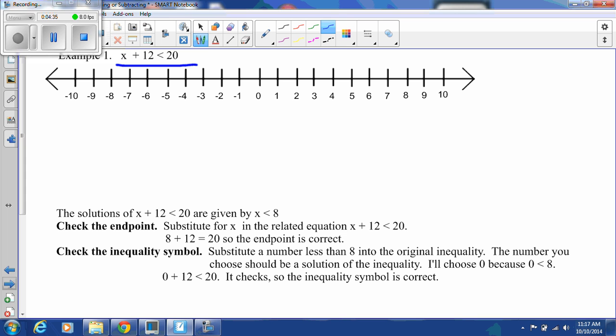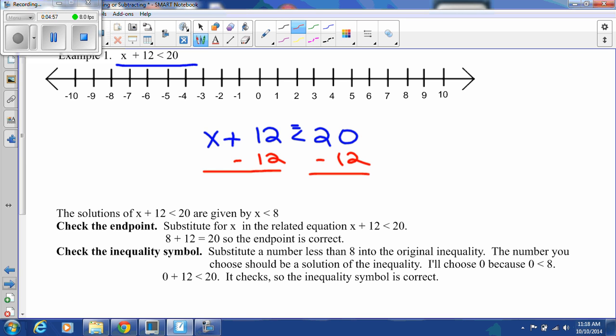Let's look at this example right here. x plus 12 is less than 20. You solve these in the same way you solve equations. If this were an equation with an equal sign, to get x by itself, you would subtract 12 from each side, which we just learned we can do. That isolates my variable, giving me x is less than 8. And that is my solution.